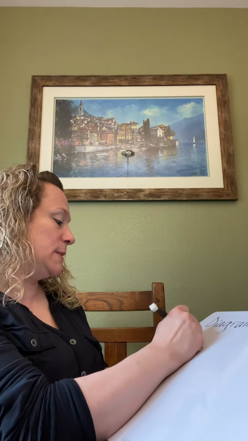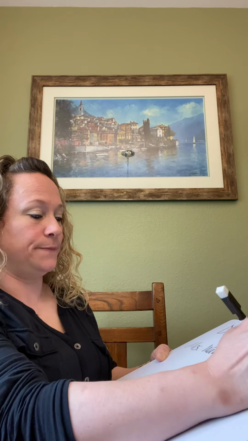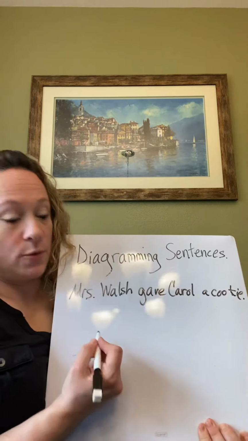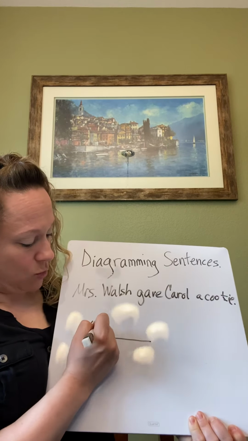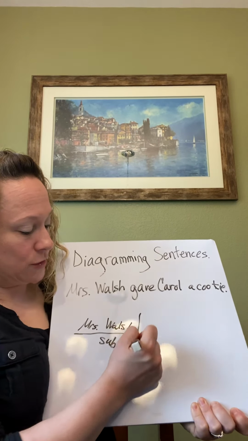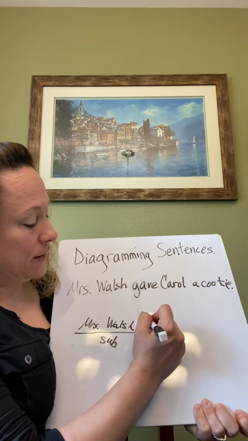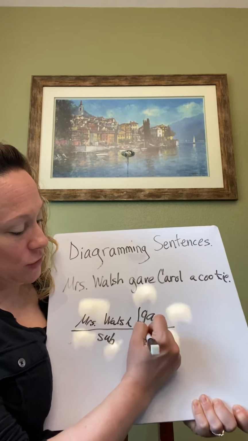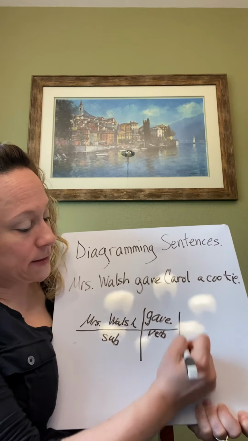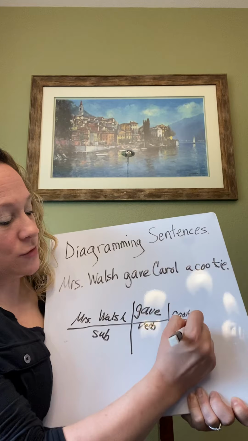So our next sentence is Mrs. Walsh gave Carol a cookie. Okay. So there's our sentence. So we're going to start our line here, okay? So Mrs. Walsh is our subject. All right, you're going to separate it, and then we're going to put our verb here. So handed, or gave, I'm sorry, handed was the last one. Gave is your verb. And then what? Gave what? So cookie. So cookie goes here, and it's a direct object.